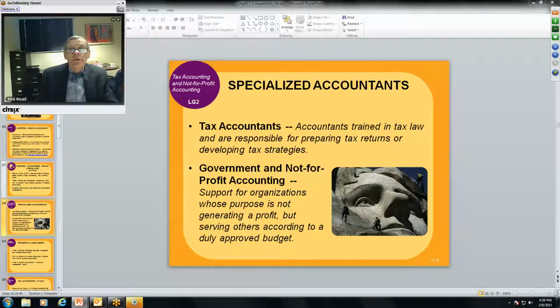All right, now these are people who do various sundry things, tax accountants. These people know the tax law. They have to. That's what their job entails. And many of those folks help you with your individual tax returns. And government and not-for-profit accounting, really the same kind of thing. But you'll notice when you see the video for Goodwill why they focus so much on financial accounting statements. They're really needed.